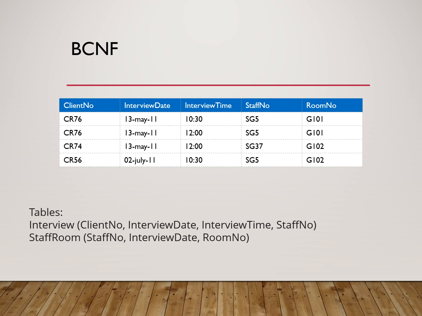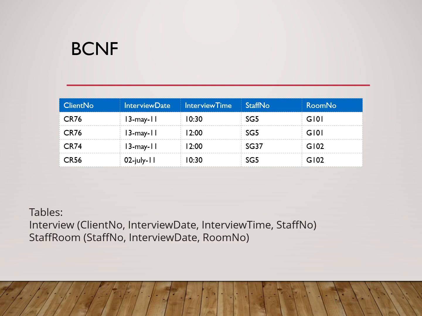Consider an example: client number, client interview date, interview time, staff number, room number. This is a table, and it is going to be split according to BCNF. One more thing: to apply BCNF, the table should be in third normal form. When a relation has more than one candidate key, we have anomalies, so we should apply BCNF. That means candidate keys with at least one attribute in common.